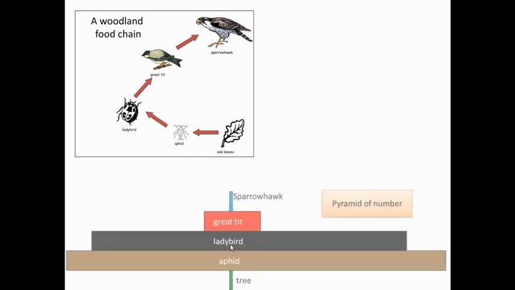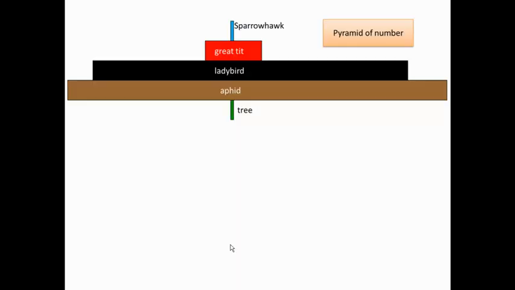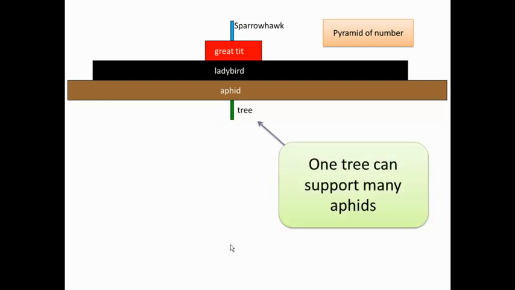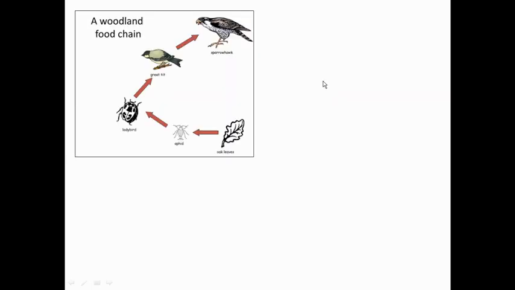Okay, so the pyramid of numbers shows how many of each individual species there are. So, having a look here, one tree can support many aphids. The width of each level shows the number of organisms. So if there's only one organism, then it's going to have a really narrow bar. If there's thousands, like in the case of the aphids, the bar is going to be much wider.